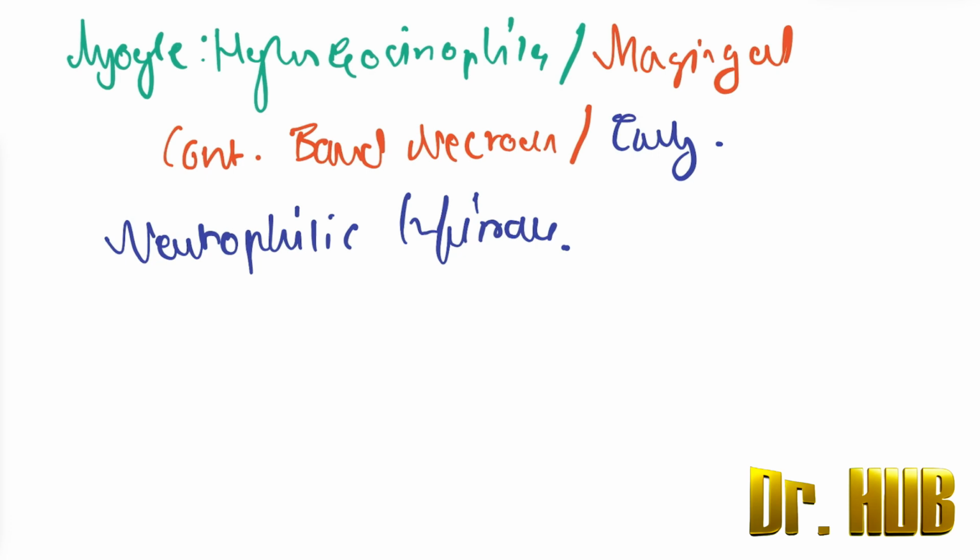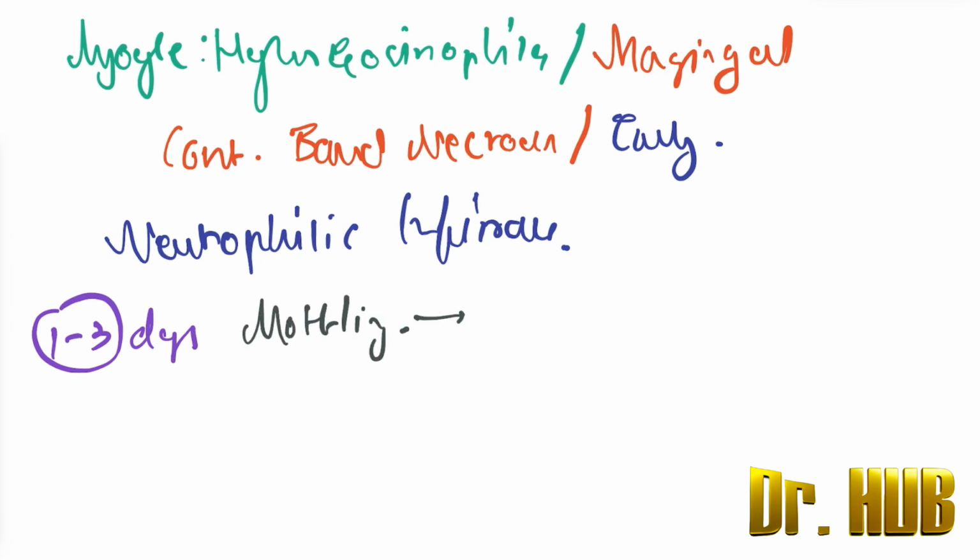Next we move on to 1 to 3 days. Within 1 to 3 days there is mottling, with a yellow-tan infarct center.